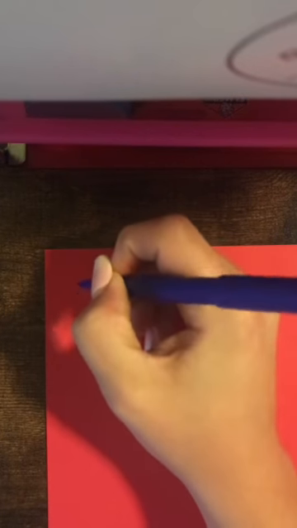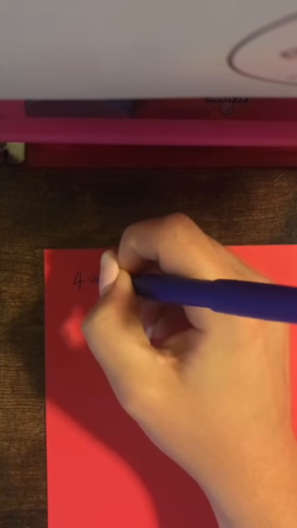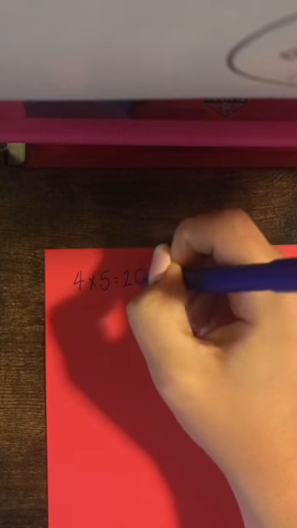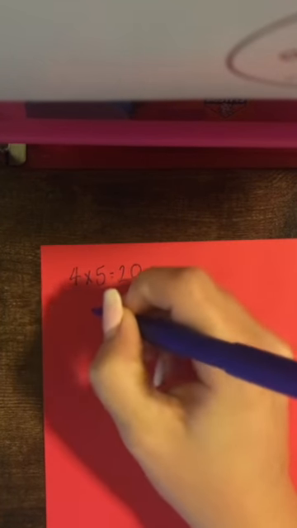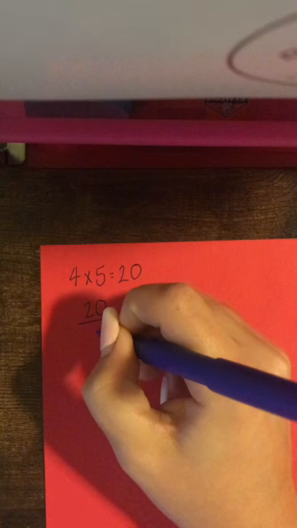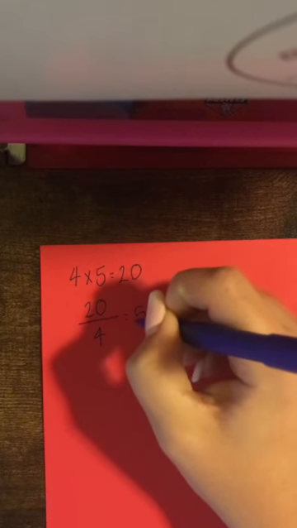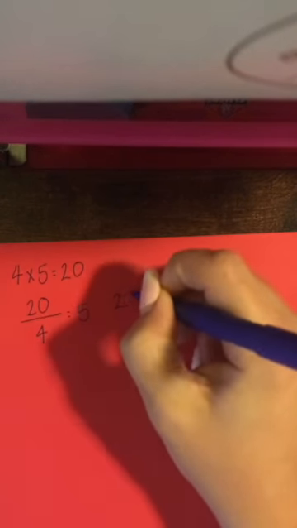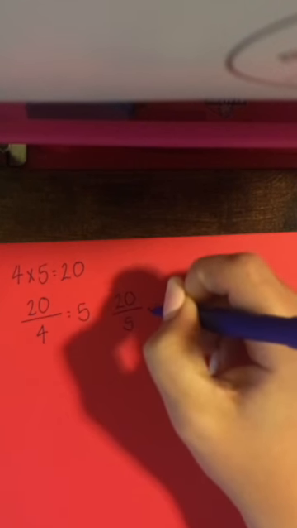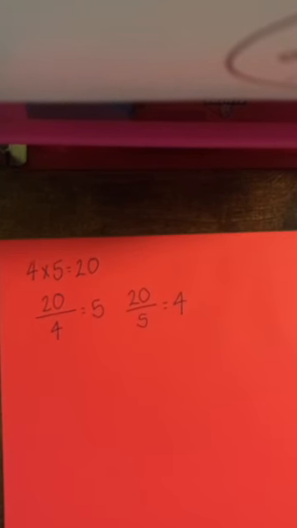So we have 4 times 5 equals 20. And once we rearrange these, we can have 20 divided by 4 equals 5, and 20 divided by 5 equals 4. So we see that if we divide the product of two factors by either factor, the result is the other factor. However, this relationship between multiplication and division breaks down when you have 0 as one of the factors, which we will see right in example 2.